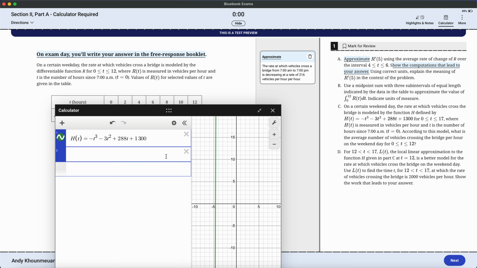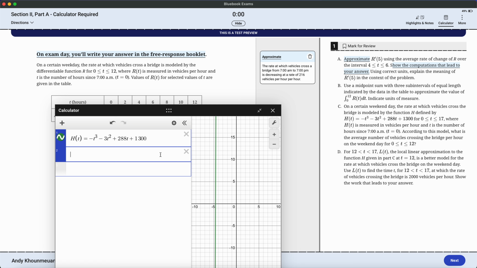Okay. For part D, we have 12 to 17, and we want to find the local linear approximation to the function h in part C at time t is equal to 12 is a better model for the rate at which vehicles cross the bridge on the weekend day. Use L of t to find the time t for 12 to 17 at which the rate of vehicles crossing the bridge is 2,000 vehicles per hour. Show the work that leads to your answer.